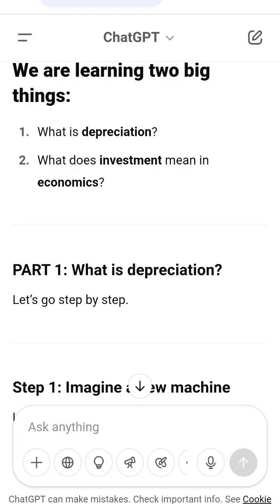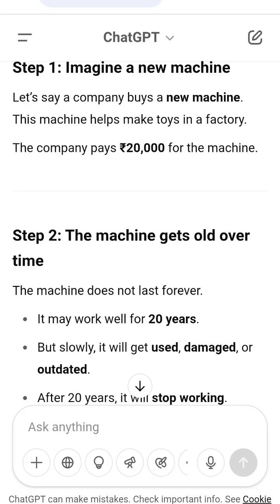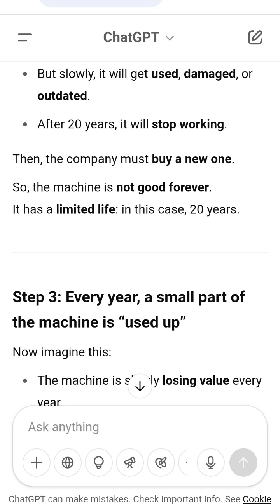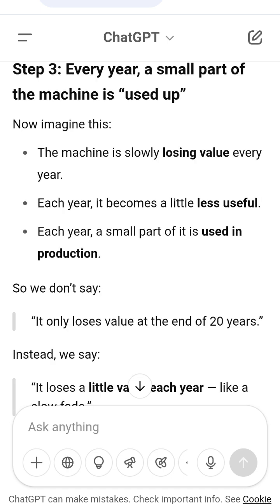Economics example. If a factory builds a new building, buys 10 new machines, and makes a warehouse, that is investment. Why? Because those things will help the economy produce more in the future. They are called capital goods, things that help make other things.